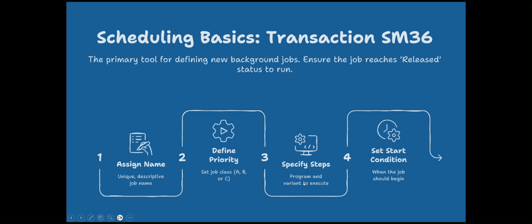Variant to execute. For example, you have 40 company codes, but you want to schedule the batch job for only 20 company codes. In those kinds of scenarios, the program will be the same, but the variant will be different, because that variant will not include the remaining 20 company codes which you do not want in your background job. And then set a start condition for when the job should begin. It means at what date, at what time the job should run, and at what frequency as well. We will discuss that once we jump to the system.